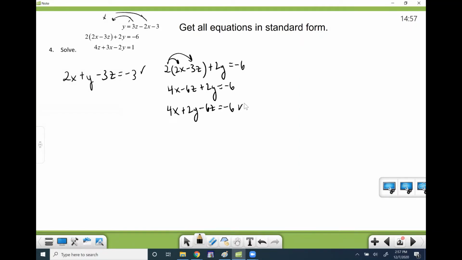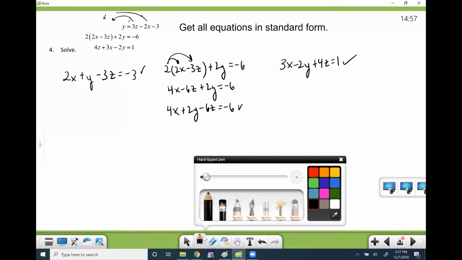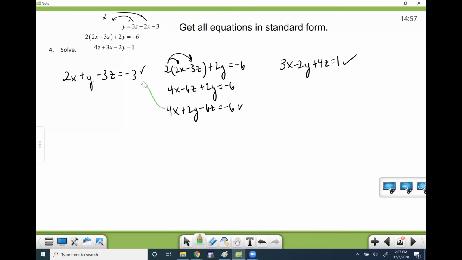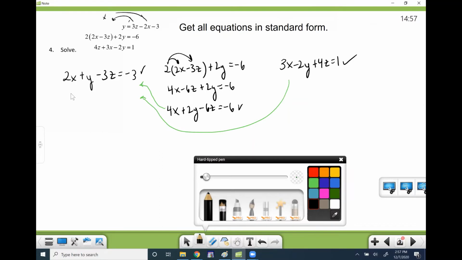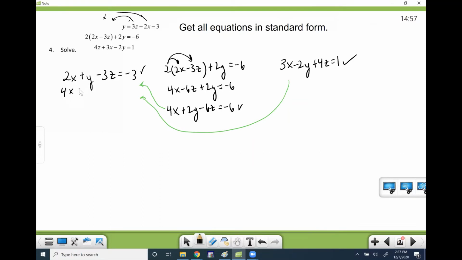And the last one's already done, except for it just needs to be rewritten. So alphabetical order. So for the last one, it's 3x minus 2y plus 4z equals 1. Now that one's done. Okay. So we're going to put these all together. So probably the easiest thing to do would be, let's just write them over here. Okay. And we'll kind of stare at them and see what variable we want to get rid of.